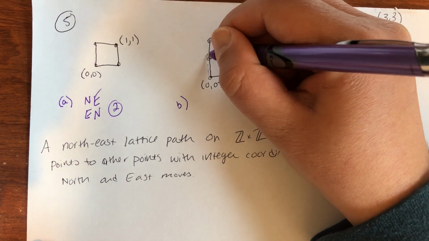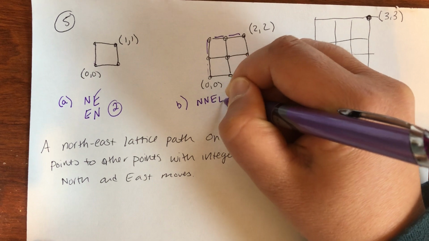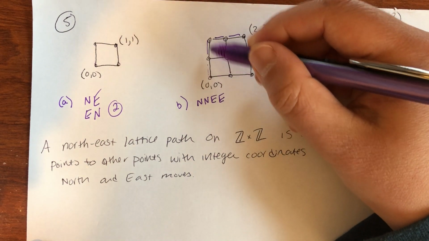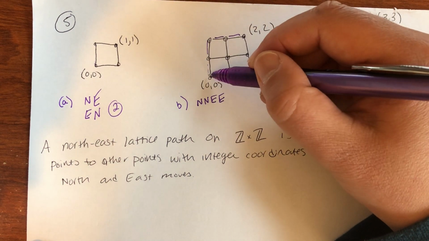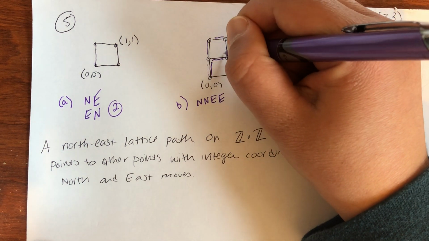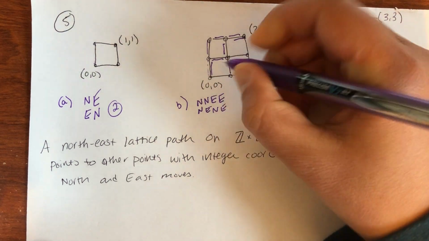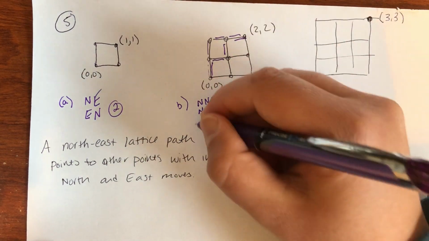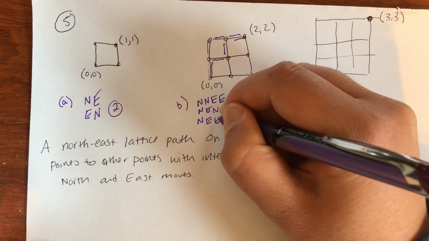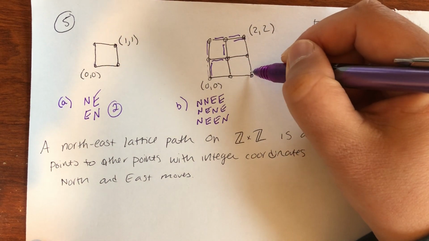So we could go north, north, east, east. I can't do anything else if I go north and north. So instead I'm going to go north, east, and then see where I could go. So I could go north, east, north, east, or north, east, east, north. Okay, or I could go east, east, north, north.